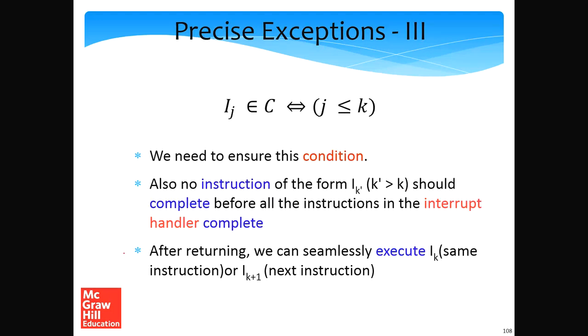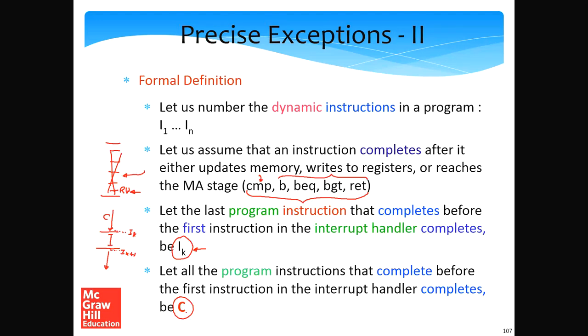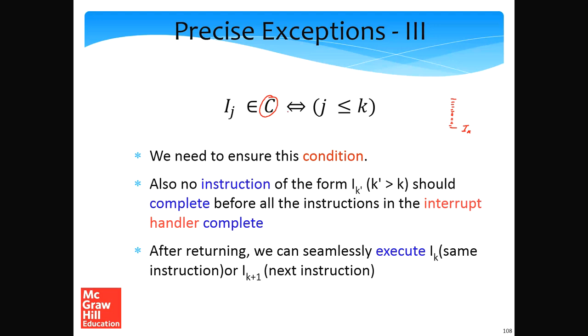So the formal correctness condition that we want to define is that if any Ij is an element of C, which is the set of instructions that have completed before the first instruction of the interrupt handler, then j is less than or equal to k, which means that Ik in program order is the last instruction to complete. All other instructions that are a part of C complete. So recall that C was declared here as the set of all instructions that complete before the interrupt handler. So if any instruction Ij is a part of C, then this implies that j is less than or equal to k, which means that it's one of the instructions before it, and no instruction after Ik will actually complete. So we need to ensure this condition.